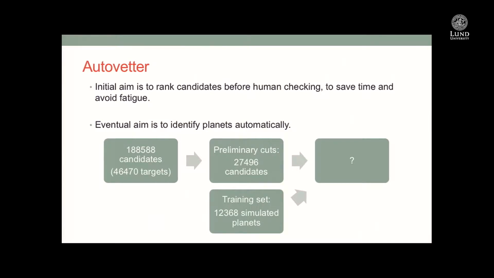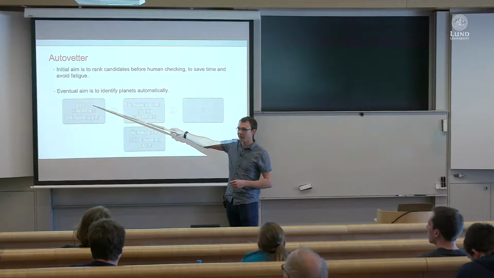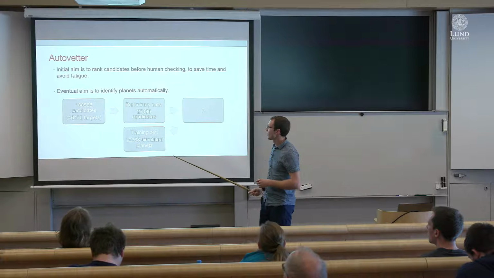We started with around 200,000 candidates from about a tenth of the targets observed. So this isn't that we cut several of the targets. This is that only a tenth of them really showed periodic signals that had any chance of being a planet at all and weren't immediately cut. But you can get more than one per candidate, more than one per target, and so you end up with quite a lot of candidates to work with.